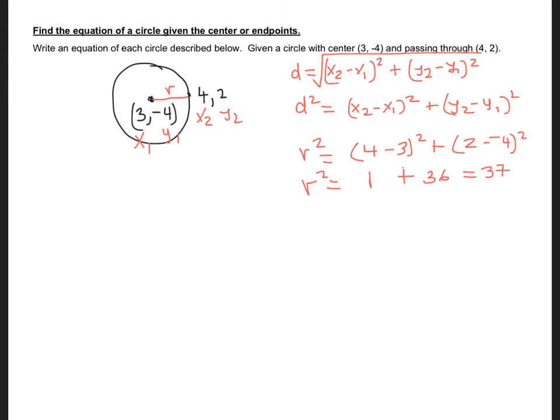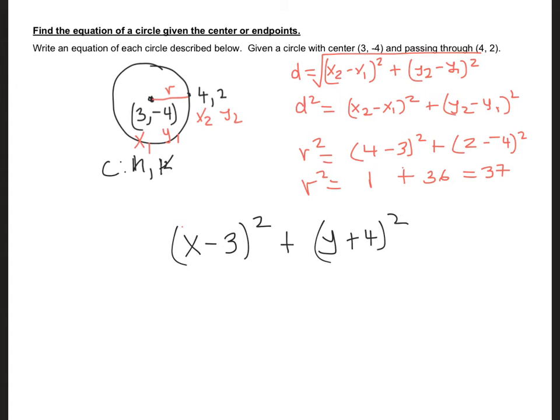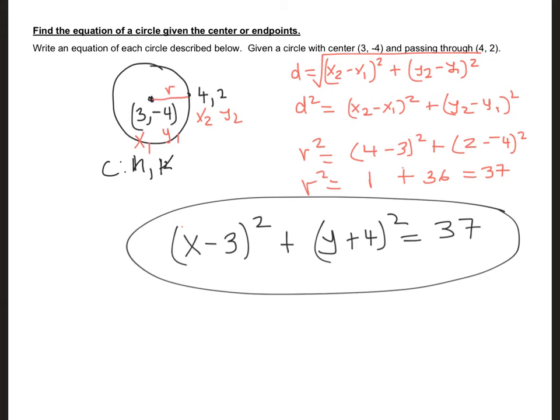And now my equation becomes x minus 3, since, remember, this is the center right there. So x minus 3 squared plus y minus negative 4, that becomes plus 4 squared, is equal to r squared, which is 37. So that's the equation of the circle.